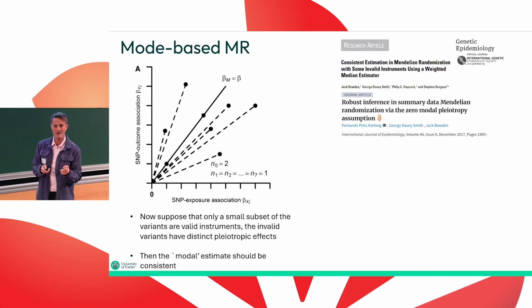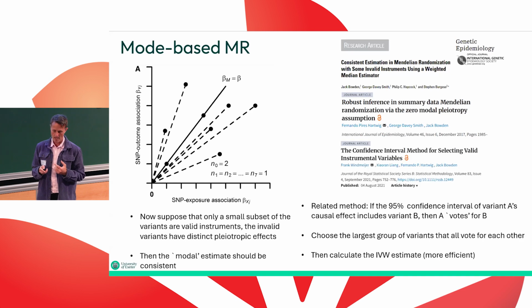Even if a very small amount of your variants are valid, it will still give you the right answer. A related version of this is based on something called 2-stage hard thresholding with voting, and this is a method which takes an analogy from optimal voting strategies in elections.